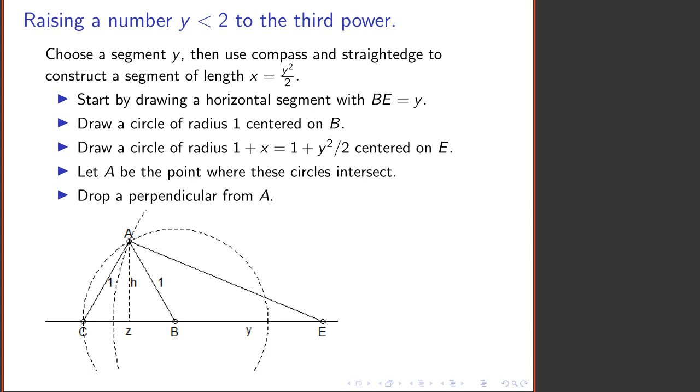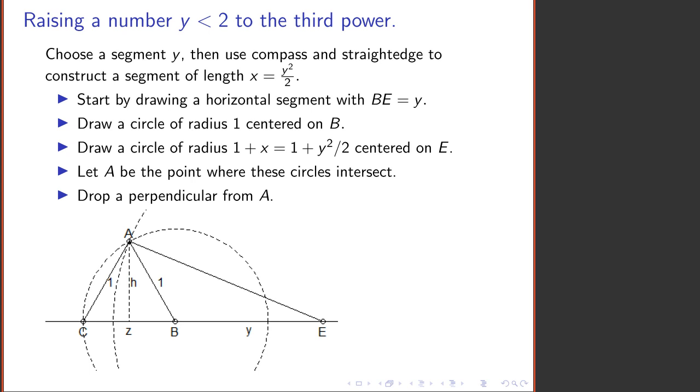Finally, I want to show you how to construct cube roots using a marked ruler. And the construction I'm going to reverse is a rather strange construction that allows me to take a line segment whose length is in between 1 and 2 and construct its cube. So here is length 1. Here is length y, which is greater than 1. And I will call the point on the horizontal line whose distance from B is the value y, E.